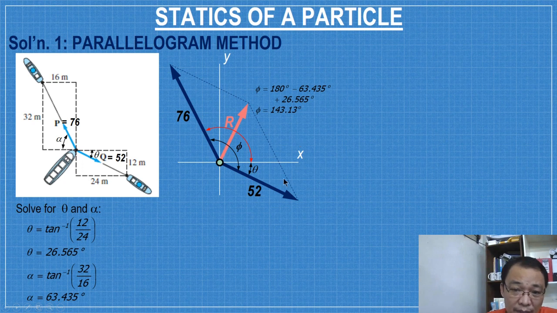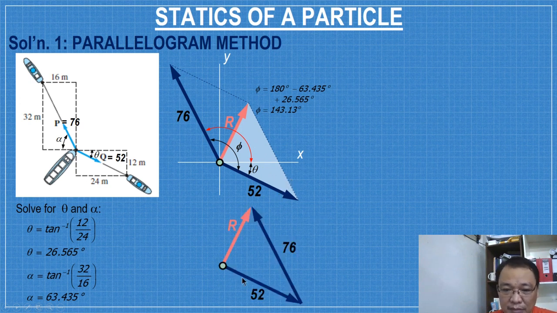Okay, 143. Now, to solve for this angle, since this is a triangle, it is more convenient. Because to solve for the direction of R, we need only this angle. So, we need to find this angle. The given sides are 52 and 76. So, we get this angle, beta. So, how to solve for beta?